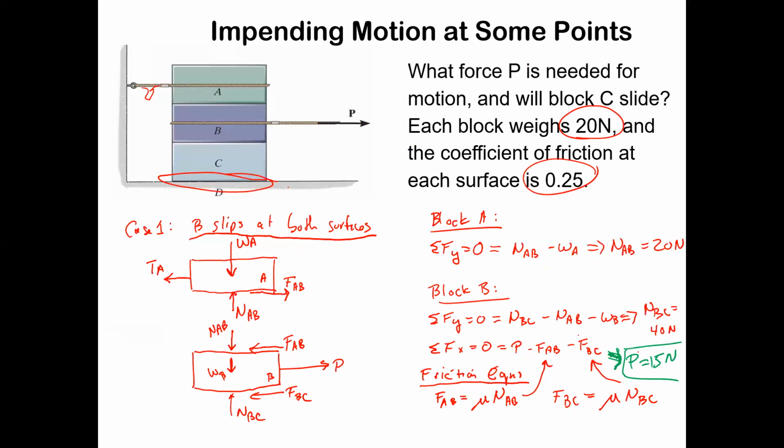Because a quarter of 20 is 5, right? And a quarter of 40 is 10. 5 and 10 added together is 15, so P is going to be 15 newtons.